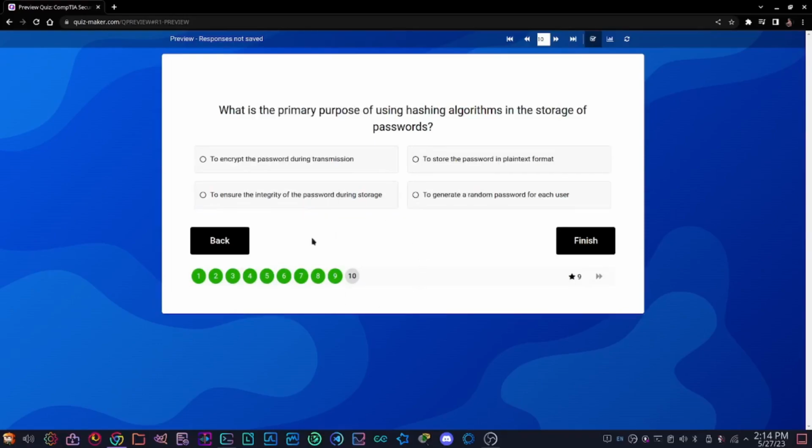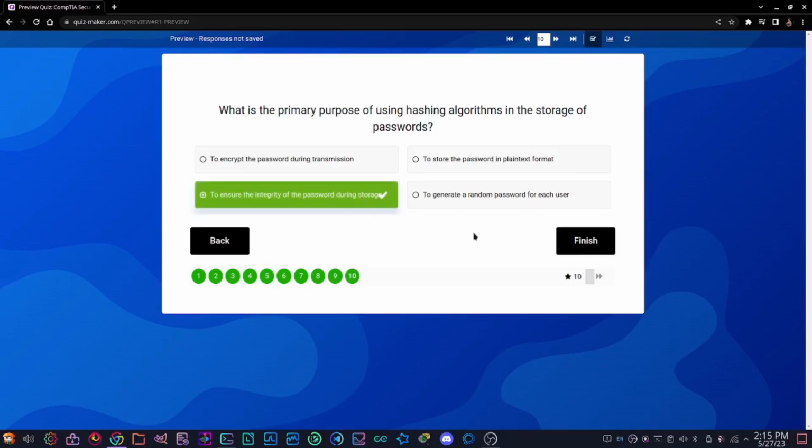And last but not least, question 10. What is the primary purpose of using hashing algorithms in the storage of passwords? So to encrypt the password during transmission, to store the password in plain text format, to ensure the integrity of the password during storage, or to generate a random password for each user. What we use a hashing algorithm for, hashing is going to be integrity. So it's going to ensure the integrity of the password during storage.